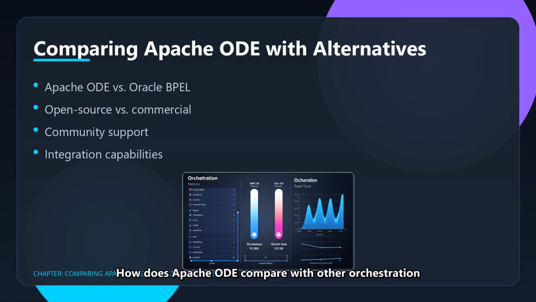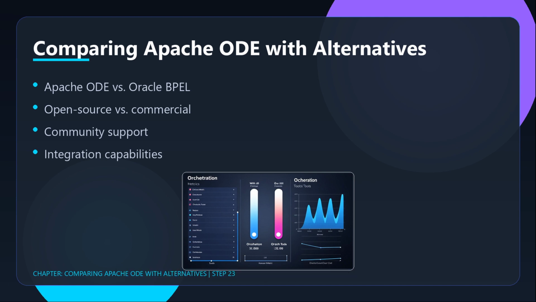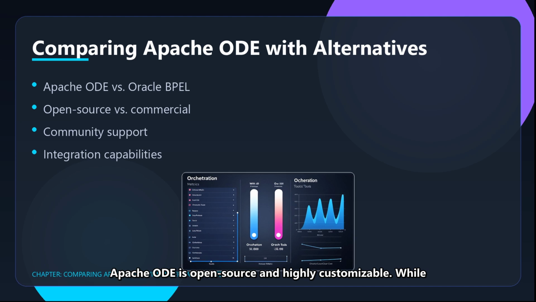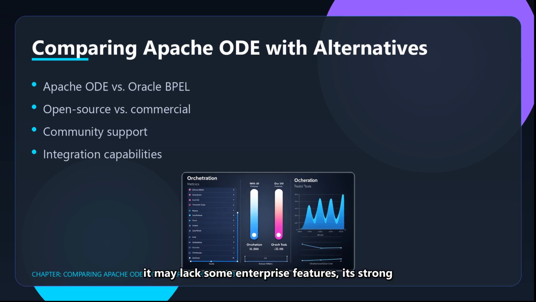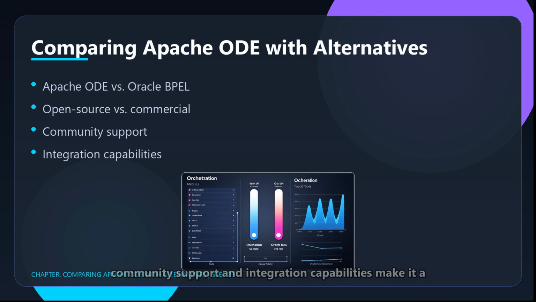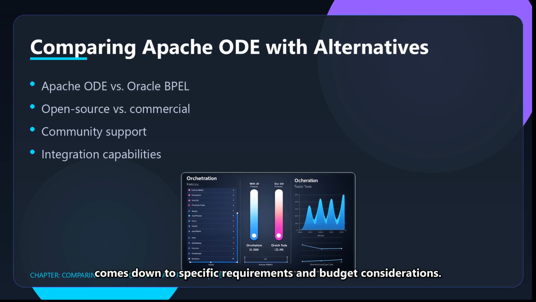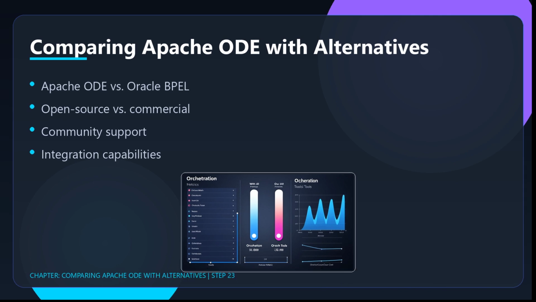How does Apache ODE compare with other orchestration tools? Compared to commercial solutions like Oracle BPEL, Apache ODE is open source and highly customizable. While it may lack some enterprise features, its strong community support and integration capabilities make it a viable choice for many organizations. The decision often comes down to specific requirements and budget considerations.